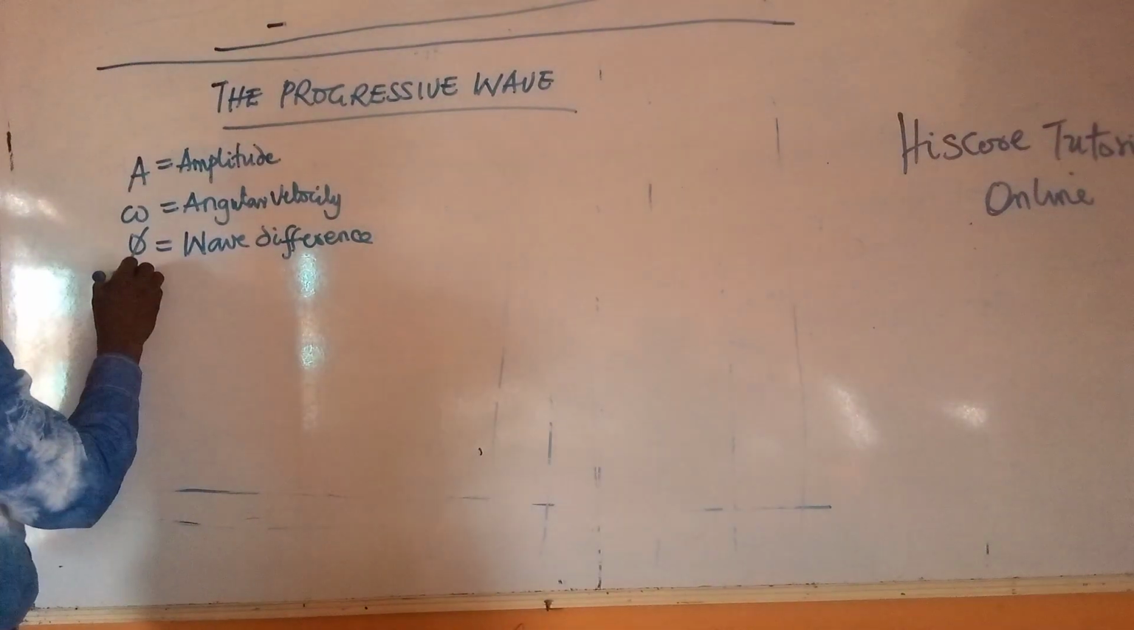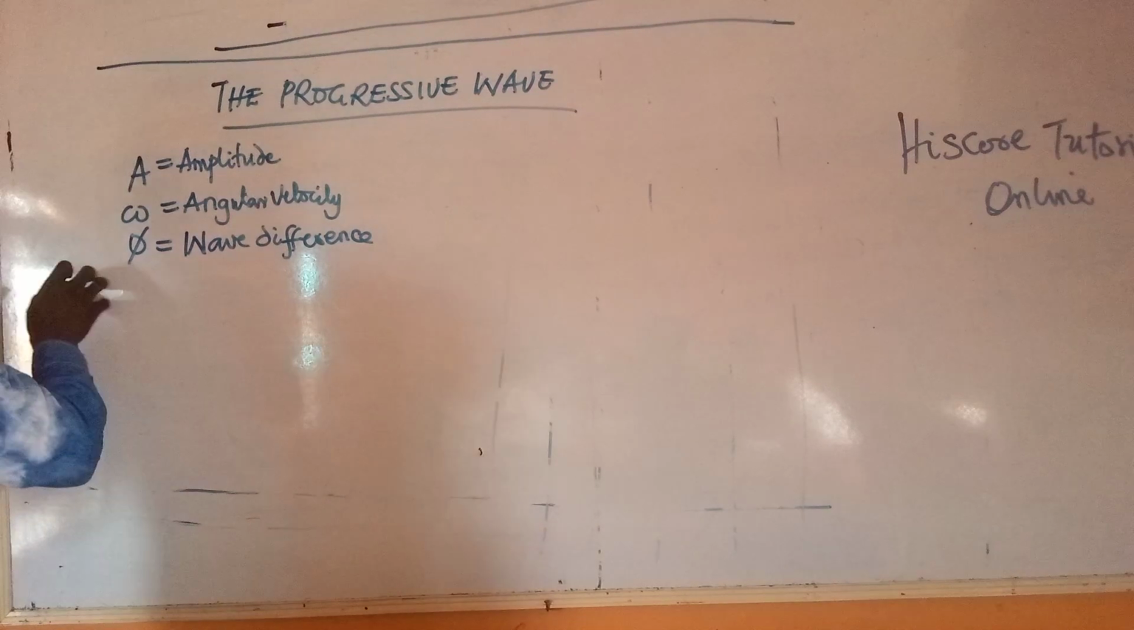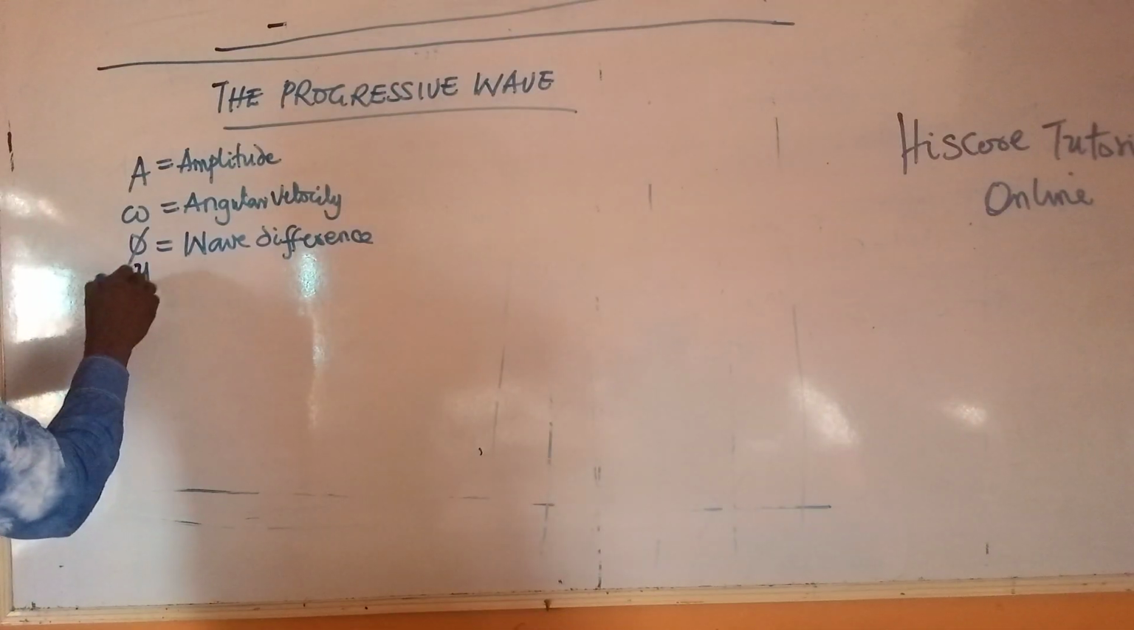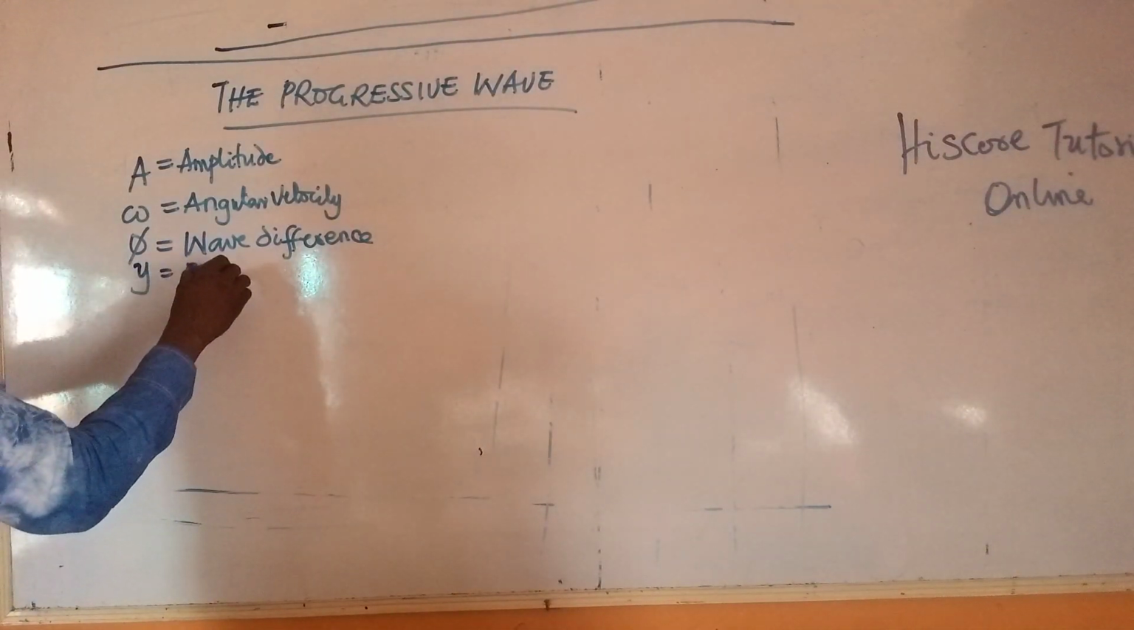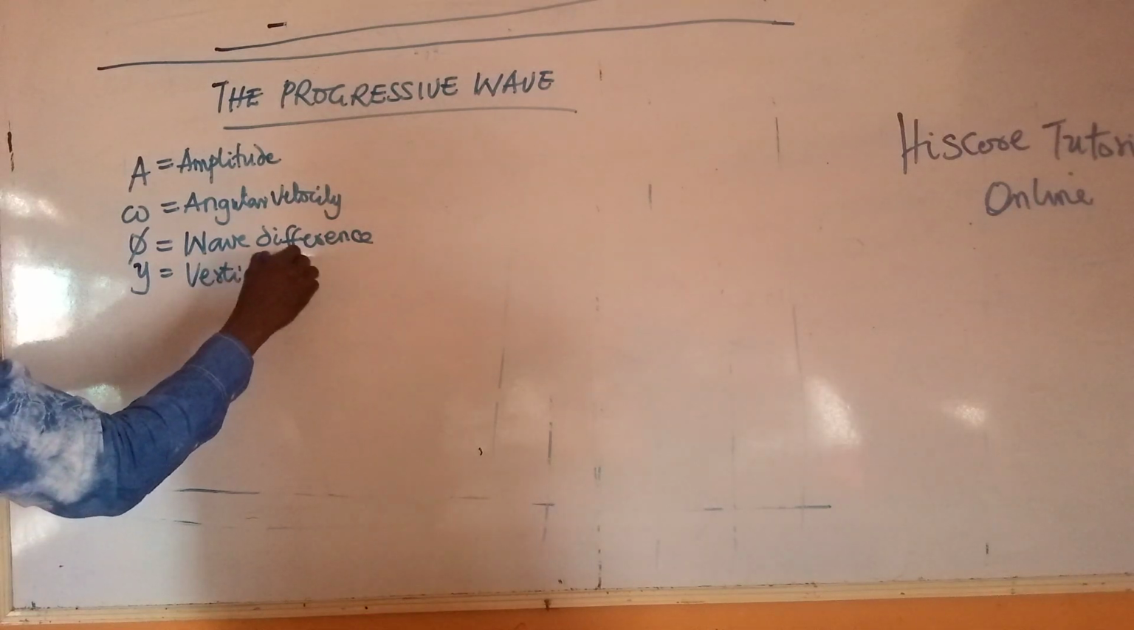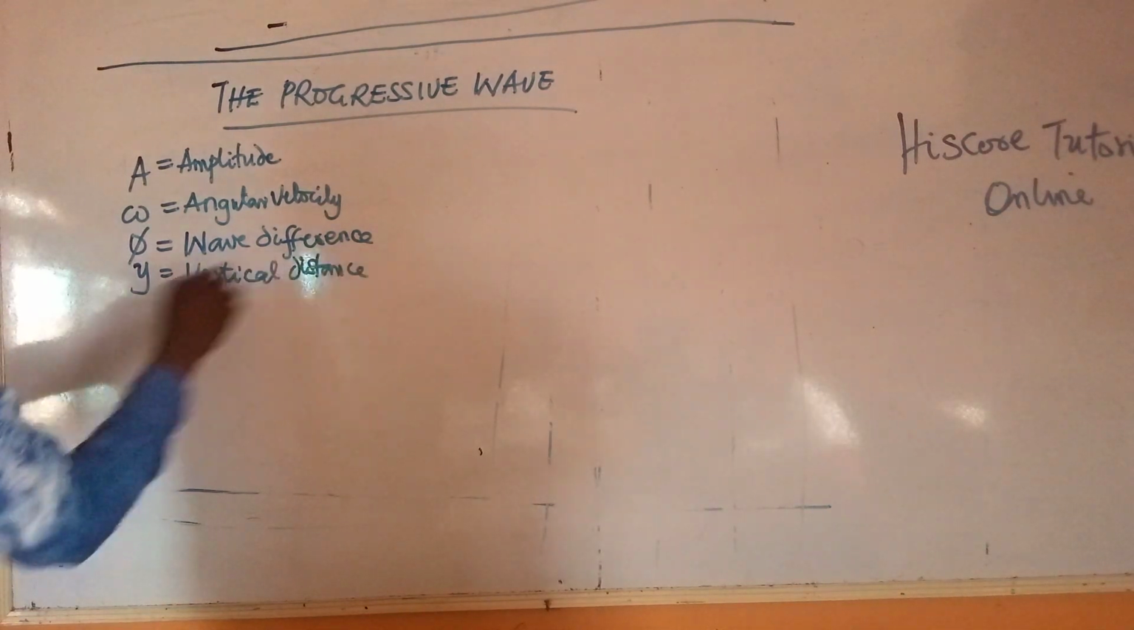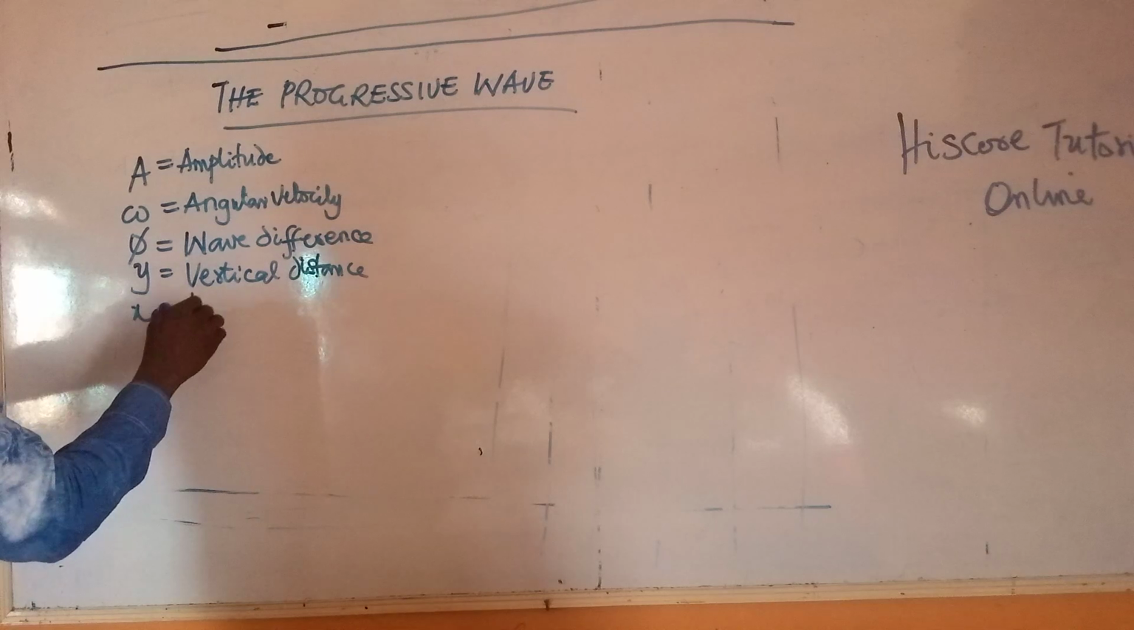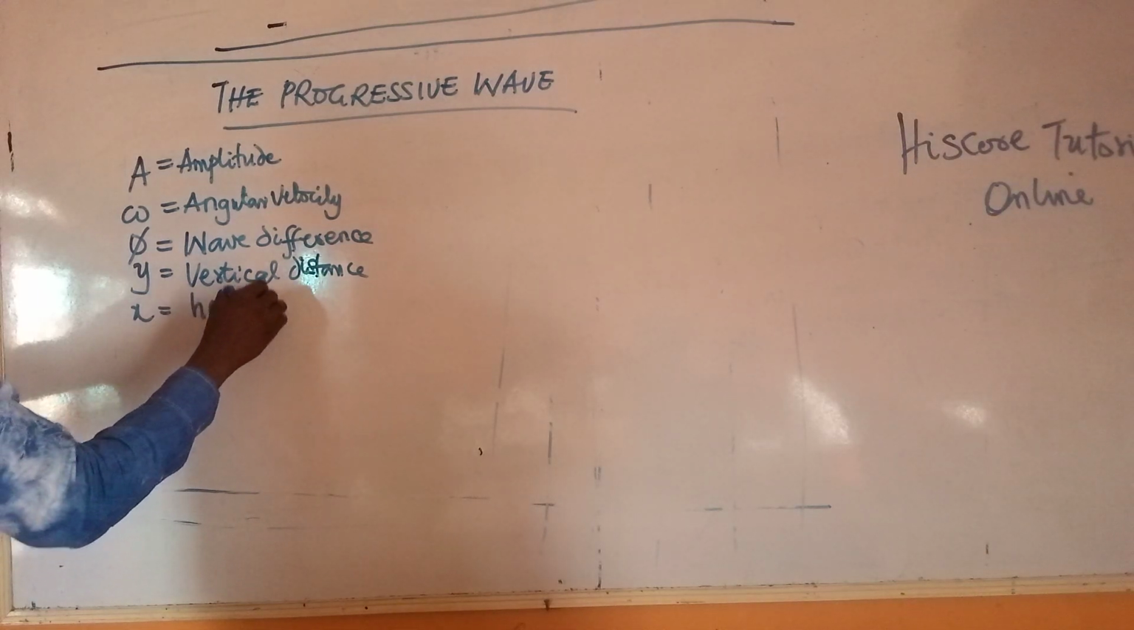Of course, we have vertical distance y, and x, horizontal distance.